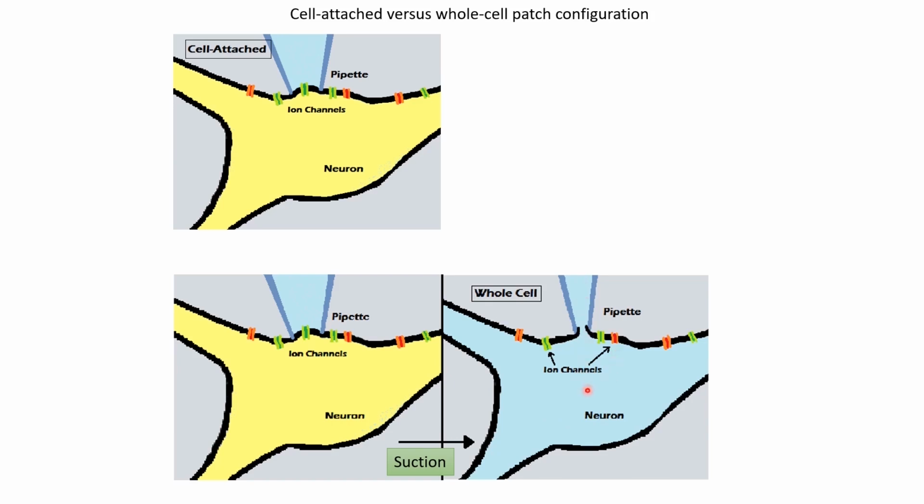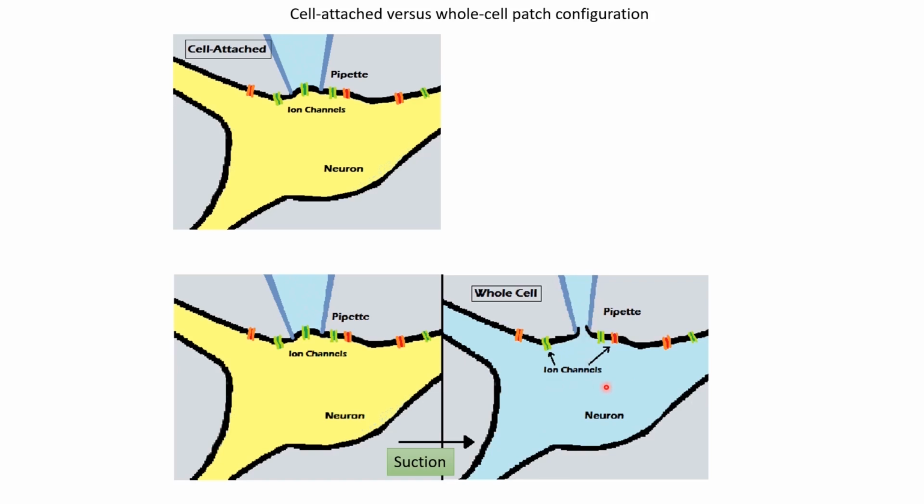And if there are any currents flowing through the ion channels, not just the ion channel within this part, but throughout the membrane of the whole neuron, those can be measured by this pipette now. So the whole cell configuration is good if we want to see the overall changes in the neuron.